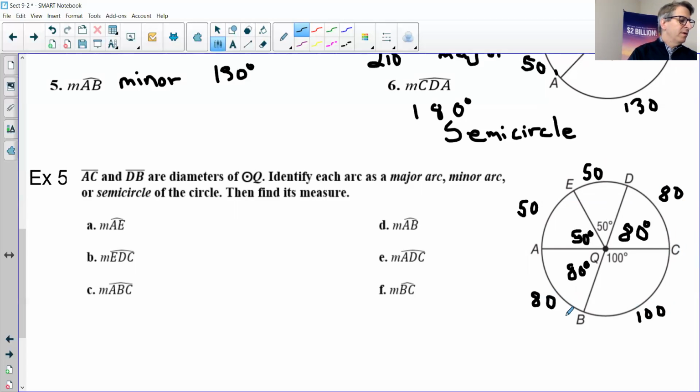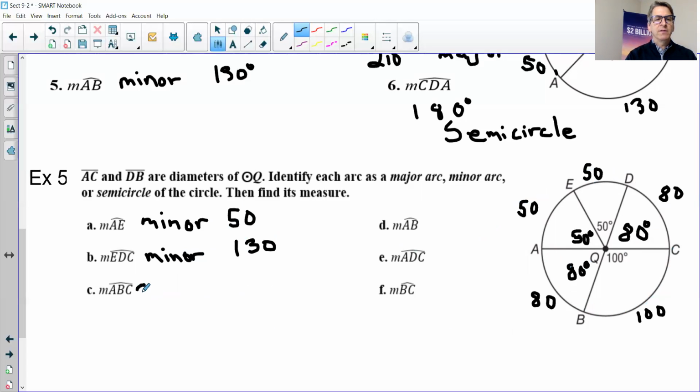Okay, let's start with measure of arc AE. AE is 50, it's minor, and it's 50. Measure of arc EDC. EDC is 80 plus 50, which is 130. That's also minor. Measure of ABC. ABC is here. ABC is going to be 180. That's a semicircle.